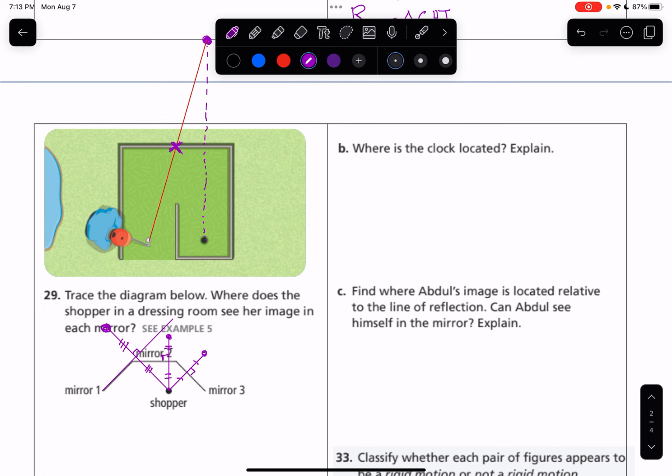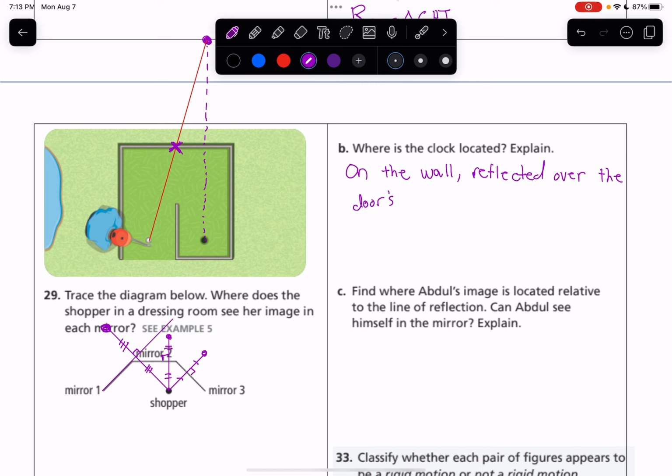Say the clock is located on the wall. So it's on the wall. It's reflected over the door's line of reflection.